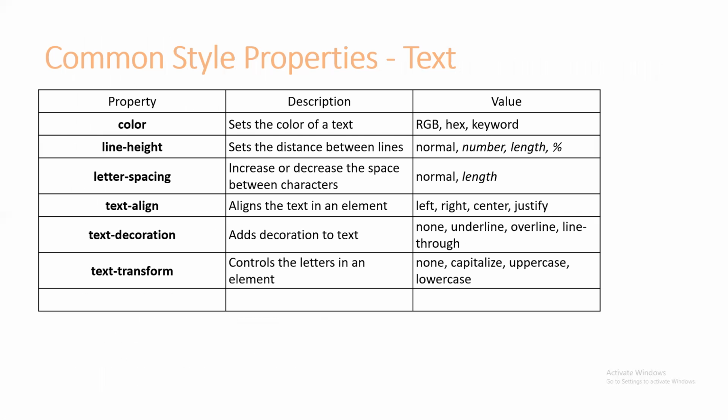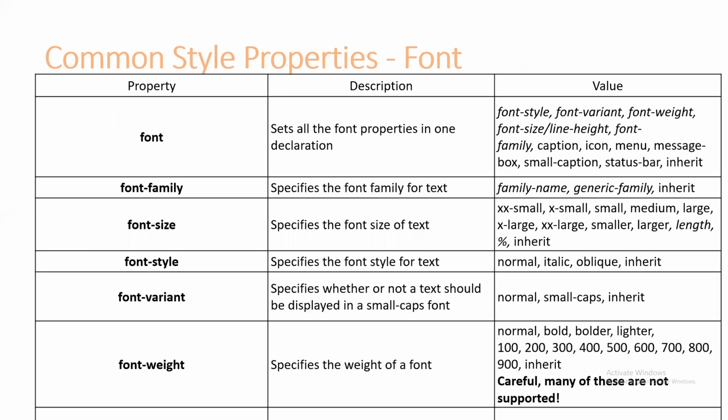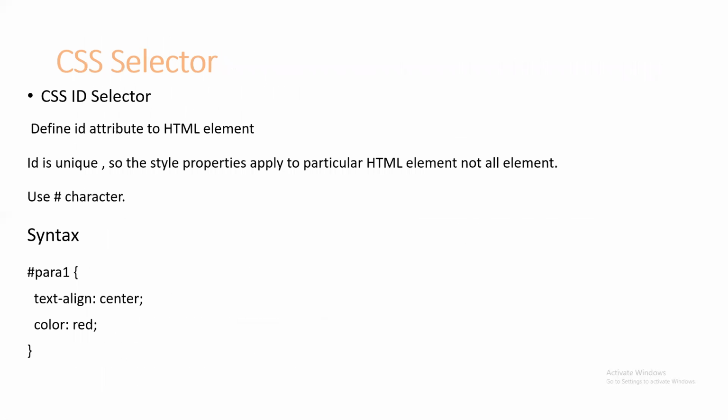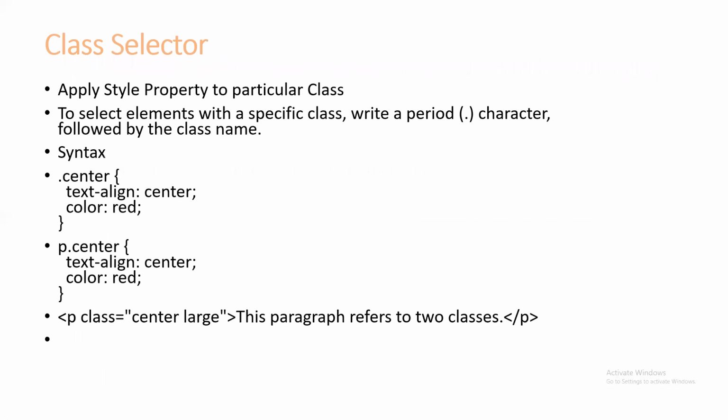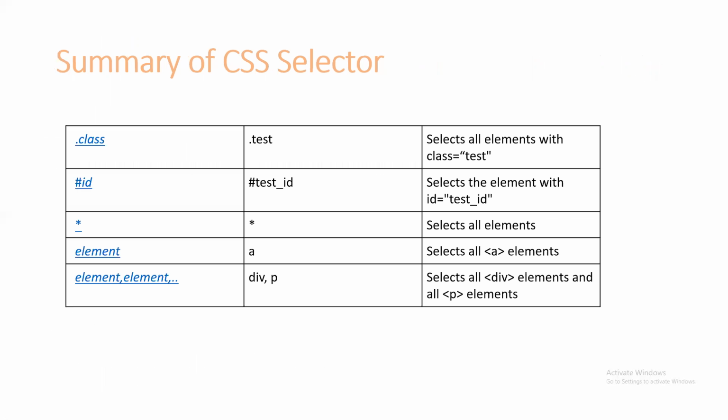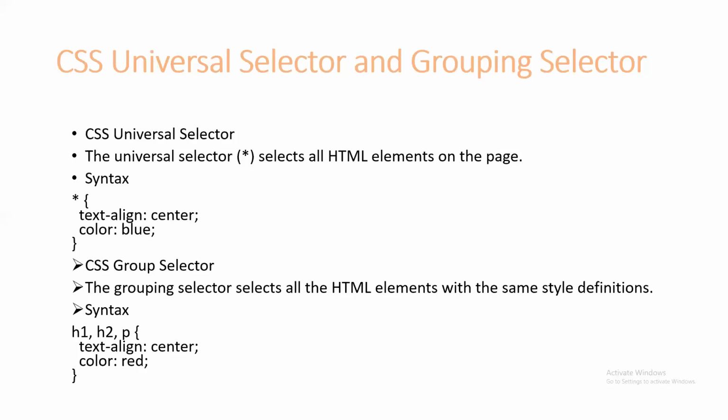Today, we are going to see some common properties that we apply for text, list, font, and border, and after that, we are going to see the different selectors that we use in CSS. So, ID selector and class selector, universal selector, and grouping selector with their examples. Okay, so here we are.